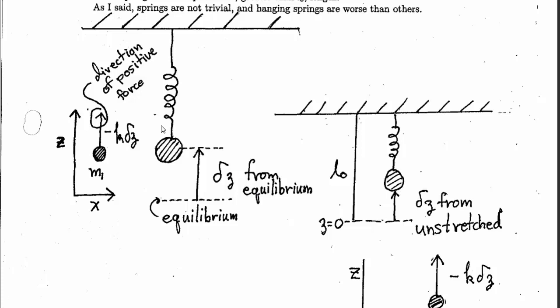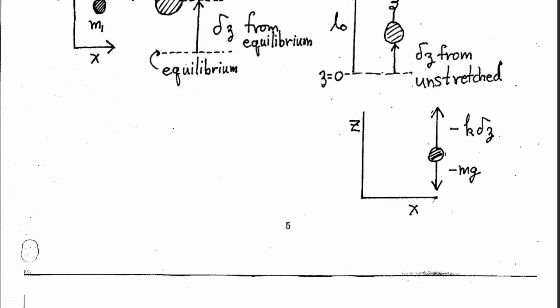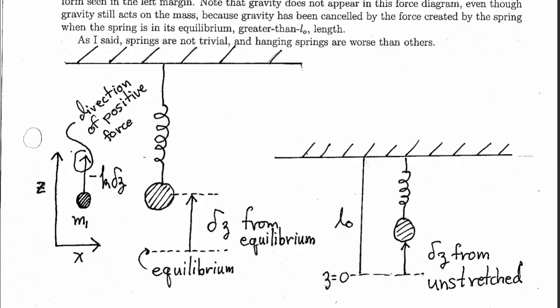The spring is stretched and it's applying a force K delta Z upwards. And that force K delta Z upwards, you've got to decide how to do the signs depending on which way delta Z points, cancels the force of gravity. And therefore, if the spring is just hanging there, there's a force K delta Z up, a force mg down, and the sum is zero. That's good so far. Now we come to the hard part.